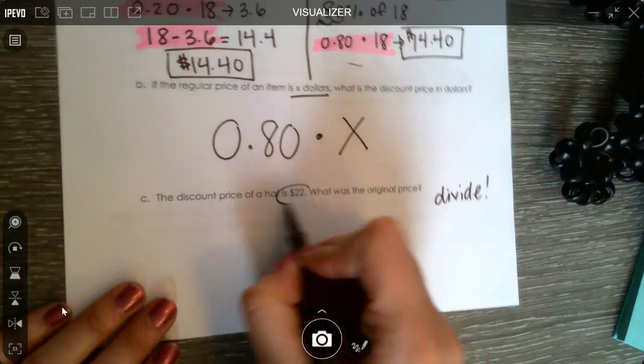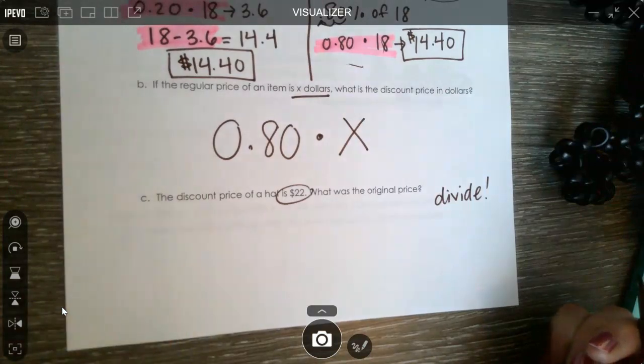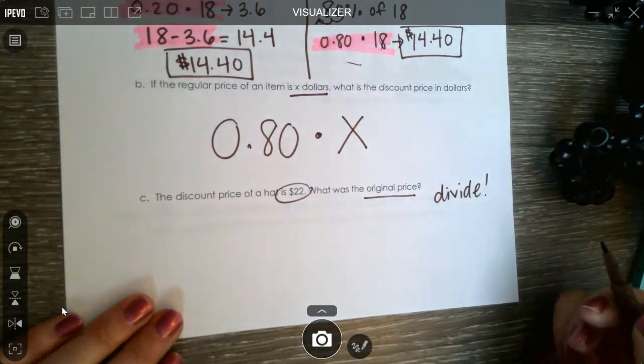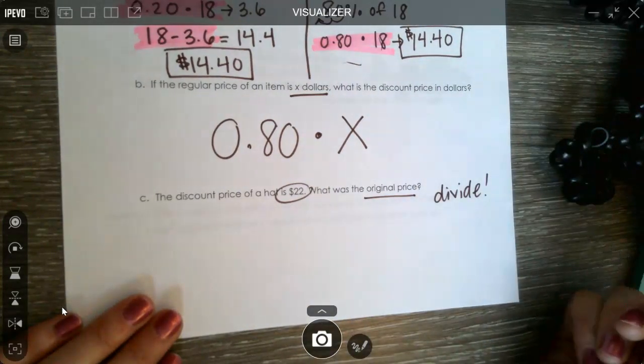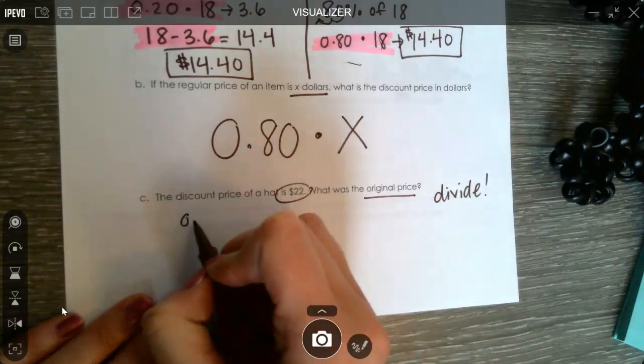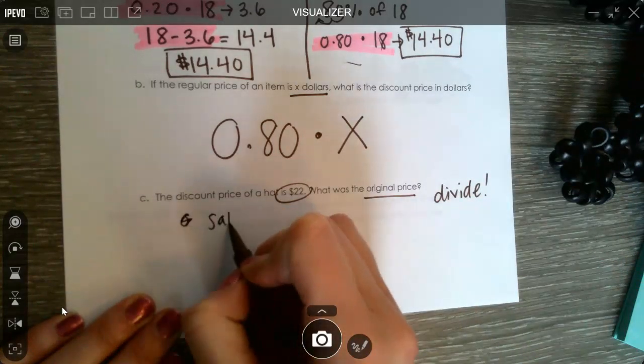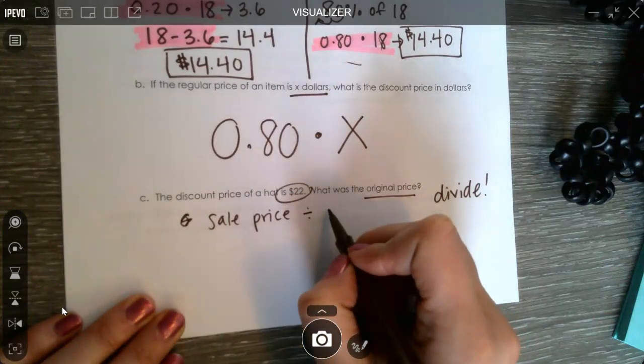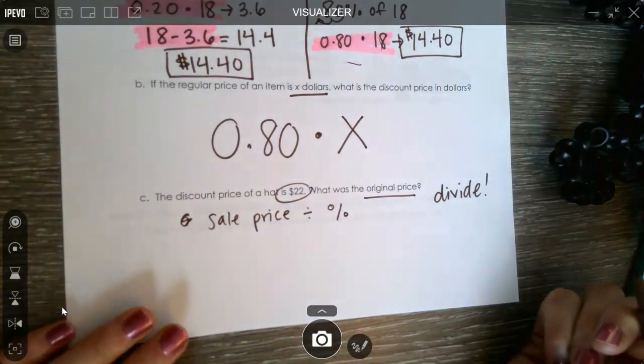Last part, C. We now know the discount is $22. So that was after I took the money away. After I took away 20%. What was the original price? And we wrote a note to ourselves. That means I have to divide. Okay? And I'm going to divide the sale price divided by the percent, because I got to work backwards.